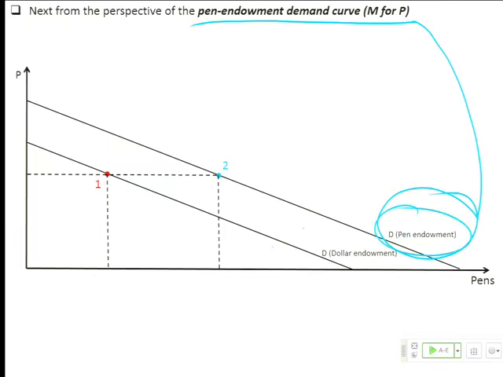Okay, so for this person, the pen-endowed person, the welfare analysis for point 1: we can say, all right, let's look at what you get for all of these units. Well, yeah, I get A, but that's not all I get, right? My demand curve is all the way up here, so I'm getting all of that for bundle 1.